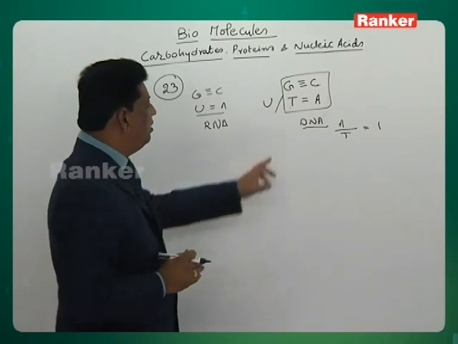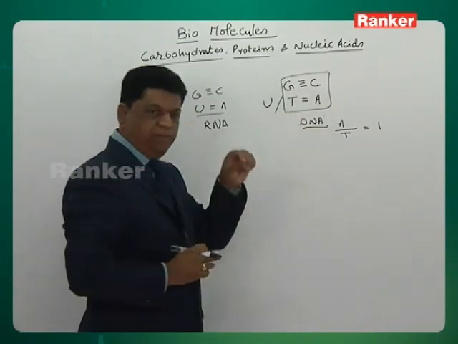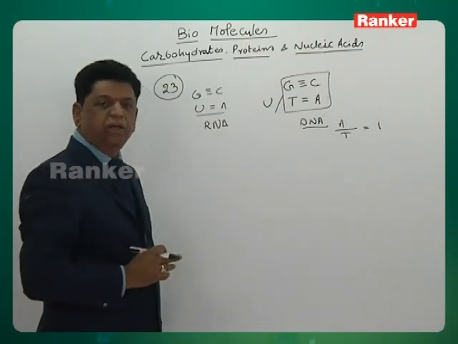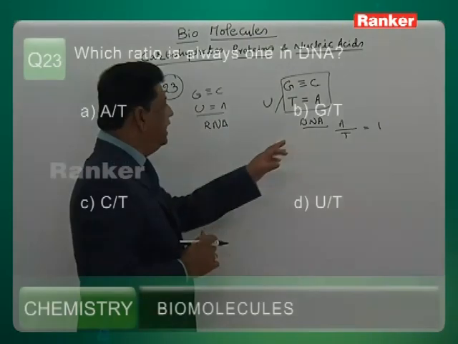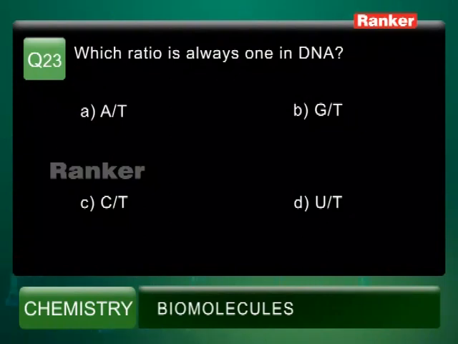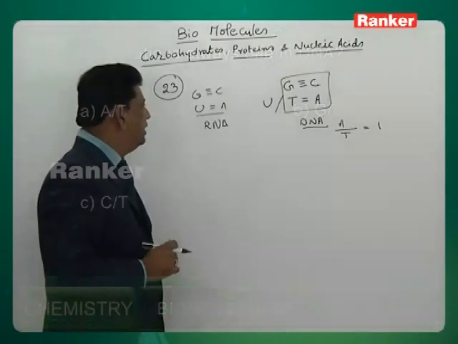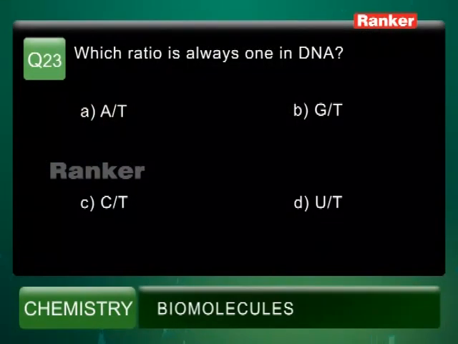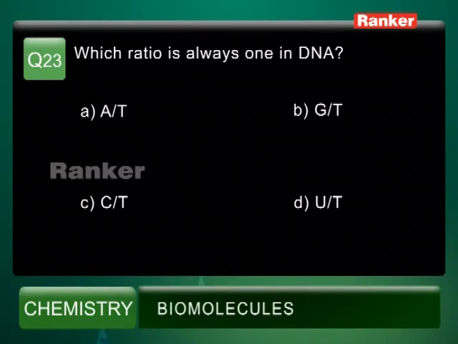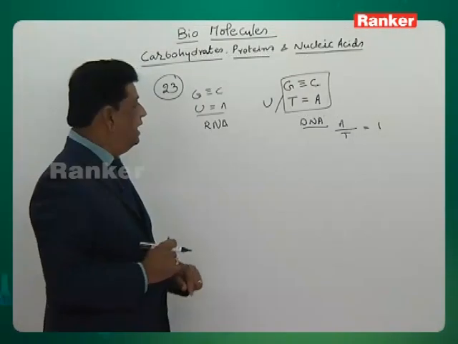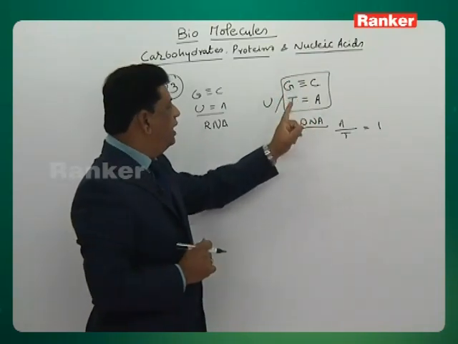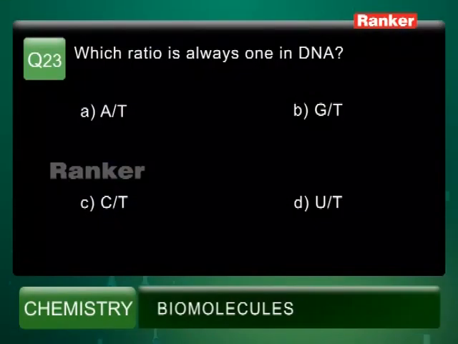So therefore, the number of thymine and adenine units will be the same, equal to unity, so it will become 1. So in the DNA, A by T will become 1. Similarly, G by C also will be 1, but G by C is not given. G by T, U by T and C by T are given, and those need not be 1. These two will be 1 always. So answer A will be the right answer.